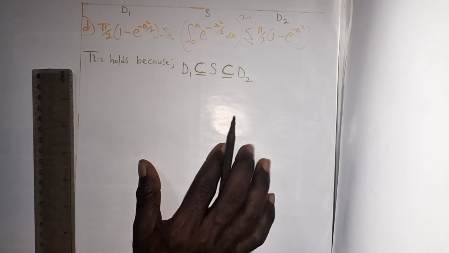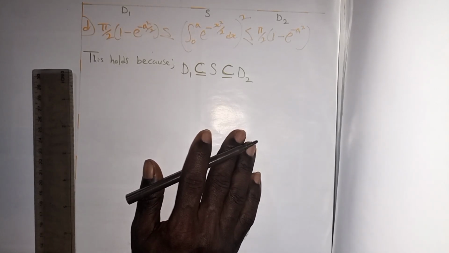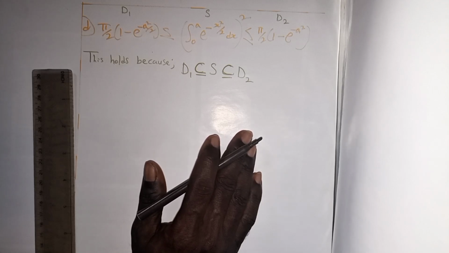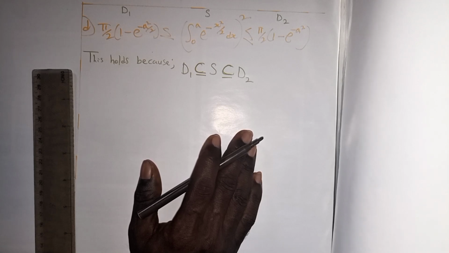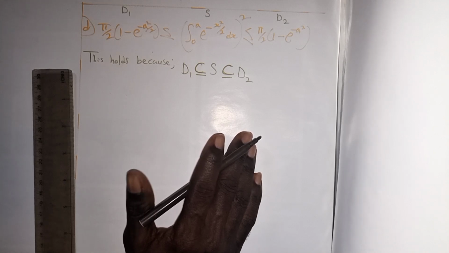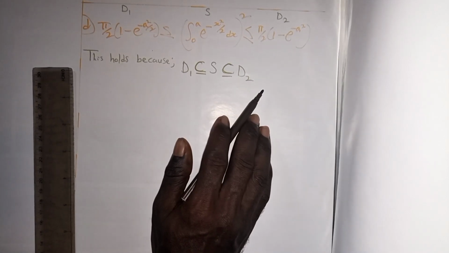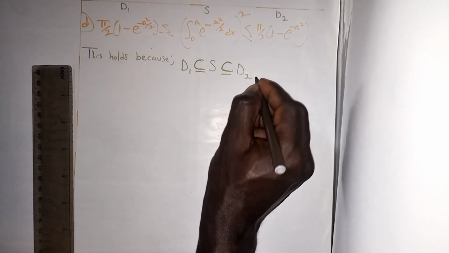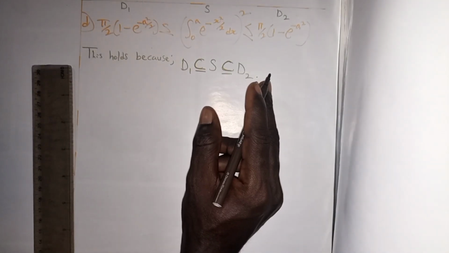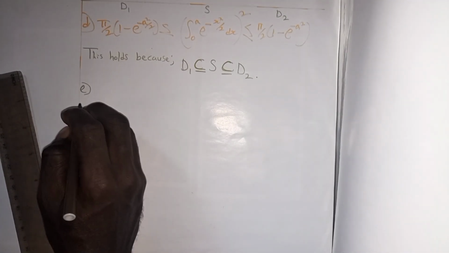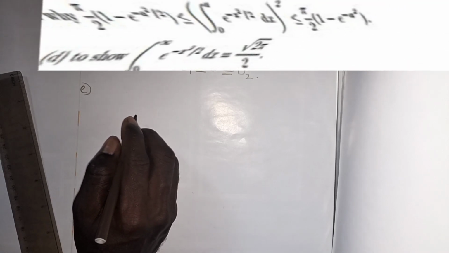As you can see from our section A in the graph we did earlier, D1 lies in S and S lies in D2. So whatever D1 is, it can be found in S, and whatever S is, it can be found in D2. So D1 is a subset of S, S is a subset of D2, and integrals over smaller regions yield smaller results. So that's it for our D part. Now into the E part. You say we should use our answer in D.